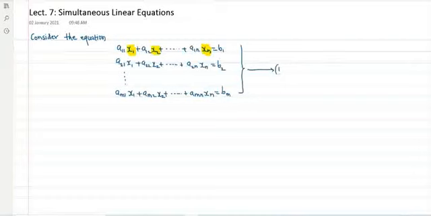Suppose you have given a system of m equations in n variables. How many equations are there? You are having m equations and n variables. Can we write these equations in the matrix form? Because you have studied Cramer's rule, I think. Cramer's rule for solving the system of 2 equations, 3 equations.